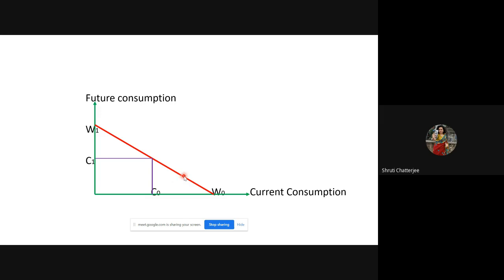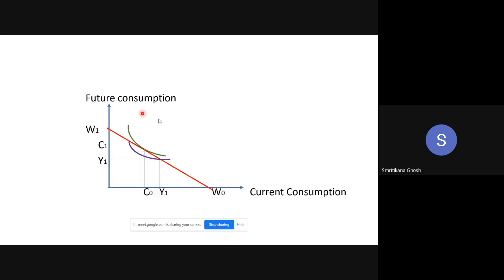Yes, ma'am. Say you are here. So you can understand your consumption is greater than your income. So that means if you are here, you have to borrow. If you are here, your consumption is less than your income, so you can save, which you can use for your future consumption. Okay, so look at this. These two options are there.